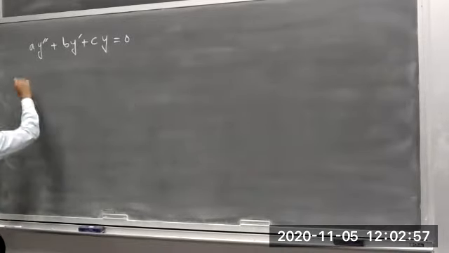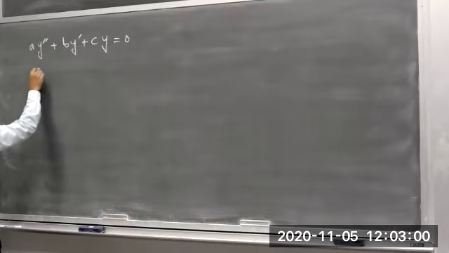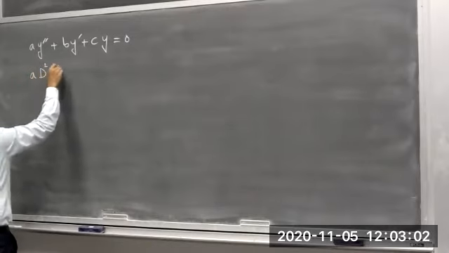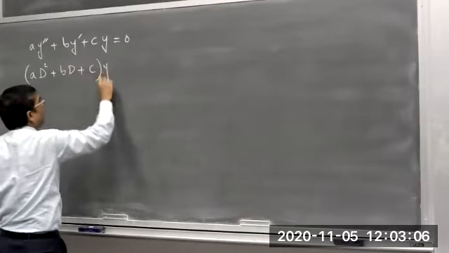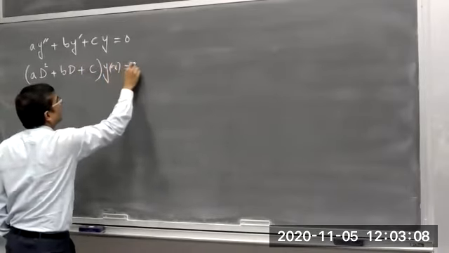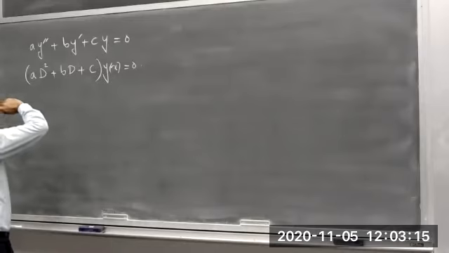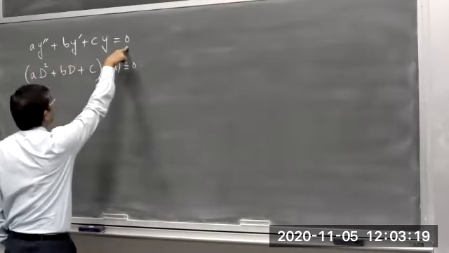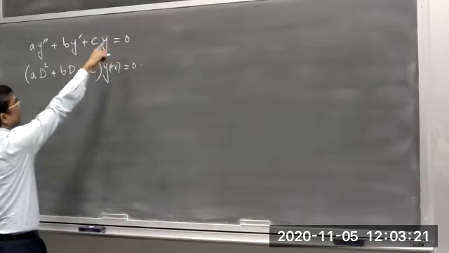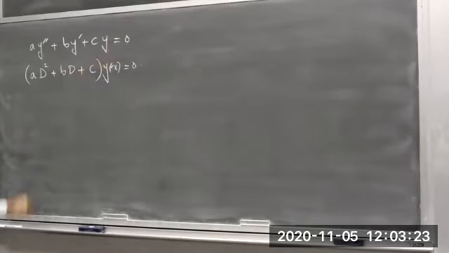So I told you we can write this differential equation in this form: (a D square plus b D plus c) times y of x is equal to 0. We were discussing a linear second order homogeneous ODE. It is a homogeneous ODE because the right hand side is 0. Now, how to solve it?